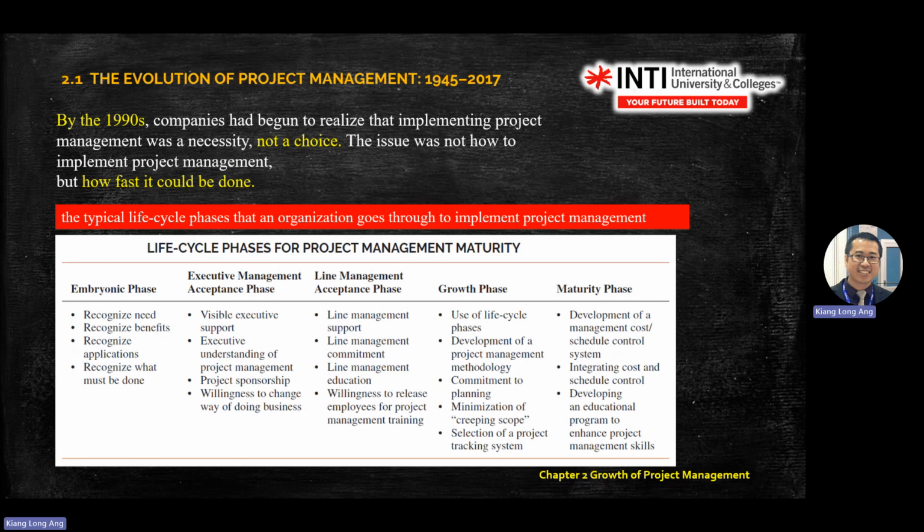These 5 phases start with the embryonic phase, meaning baby, before it forms the small life cell, then you see the shape of the baby. Then the executive management acceptance phase. Then it goes into line management acceptance, growth, and maturity. So each one of them has its own process. This one, you go home and read and memorize.